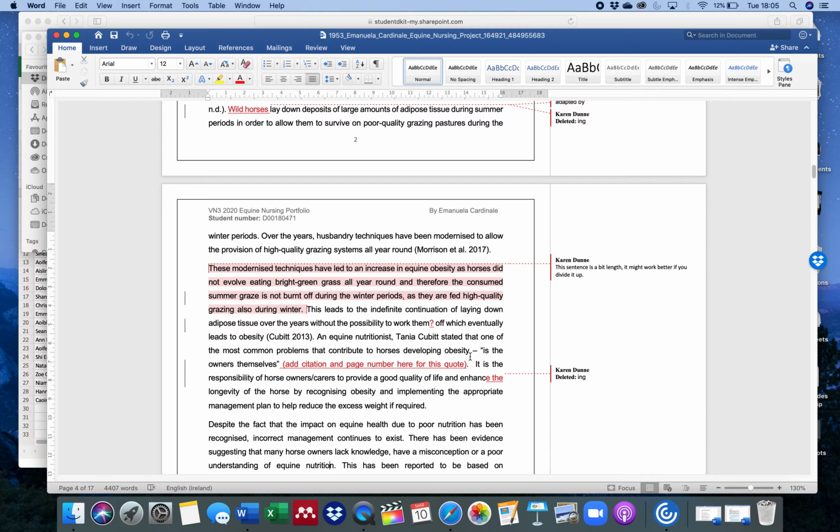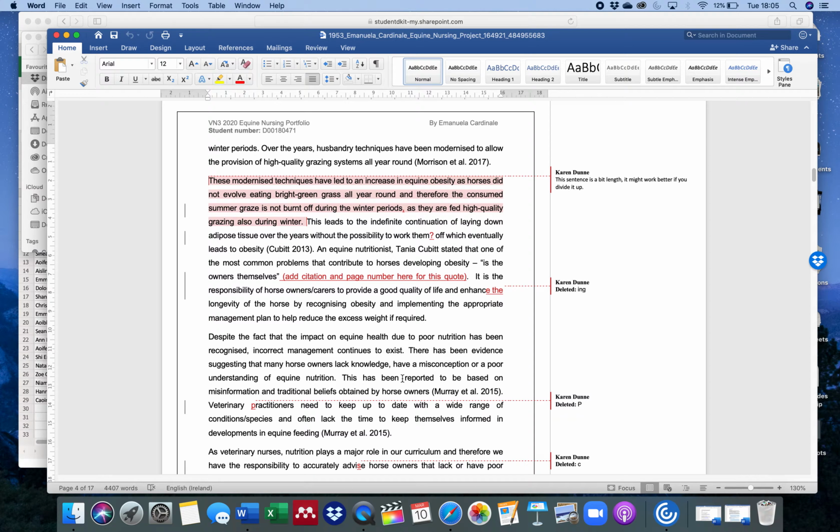Okay. If you want to put in a quotation, that's fine, but then you must put in your citation and page number for that quotation, otherwise you're plagiarising Tanya Cubitt's work. So keep referring back to your DKIT Guide to Harvard reference and make sure your work is going to be properly referenced and cited to avoid plagiarism issues, because that's obviously something we want to not run into.